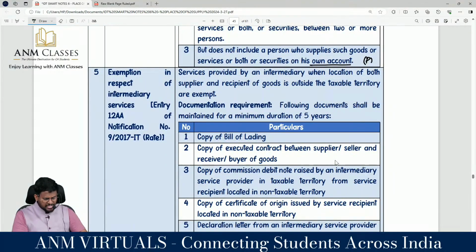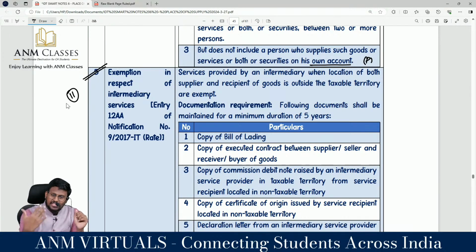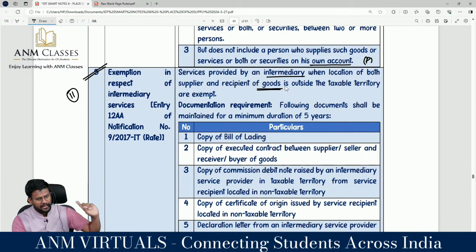We have a specific exemption, which is section 11, my dear lovable students. Exemption in respect of intermediary services. That means if you are providing intermediary services, one intermediary service is exempted as per section 11. Service provided by an intermediary, who is providing the service? When the location of both supplier and recipient of goods, so this is applicable only for goods, recipient of goods is outside the taxable territory, are exempt from GST.